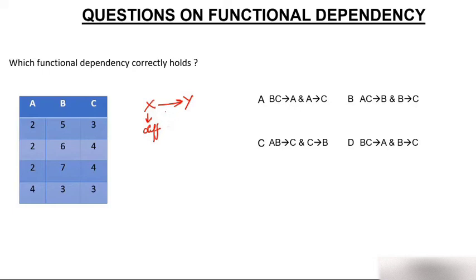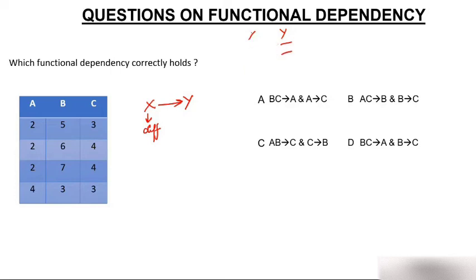Why am I saying this? Why do we check? We only check if two X are equal, then Y should be equal. If all the X are different, we need not check anything. Listen to me: why do we check for a functional dependency? We check if two X are equal, then Y should also be equal.